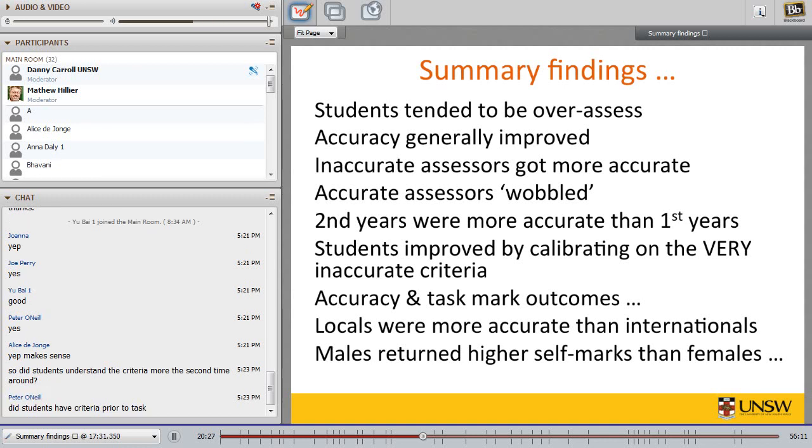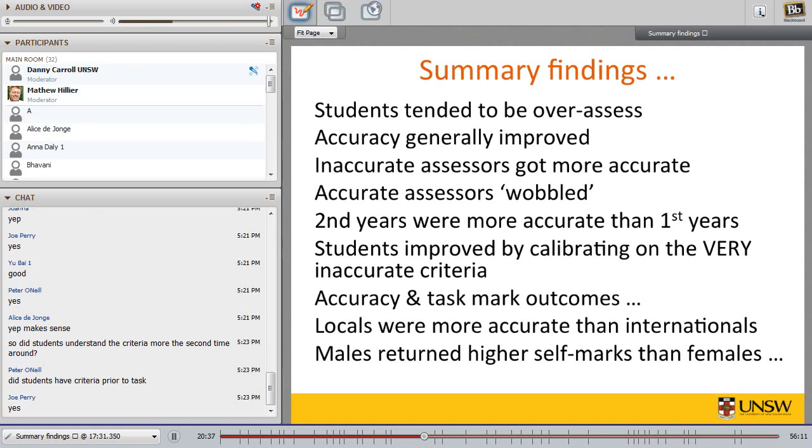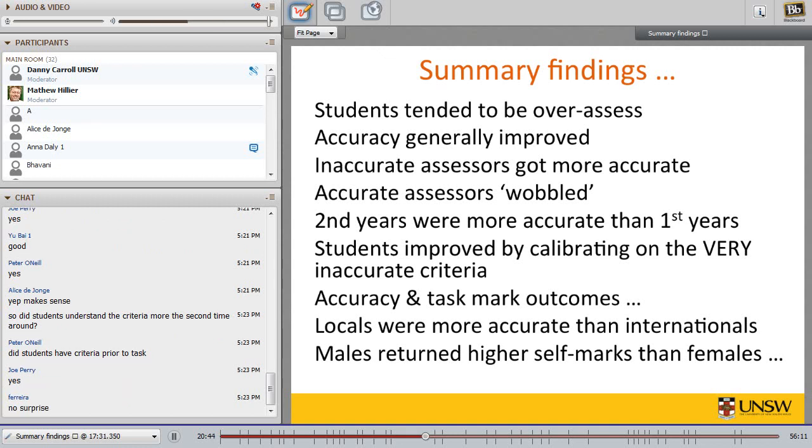We also found that local students were a lot more accurate than internationals, and probably unsurprisingly, males tended to rate themselves higher in self-marking than females. Anyone surprised by that? I might get a bit of reaction on it. Oh, you shouldn't be surprised.